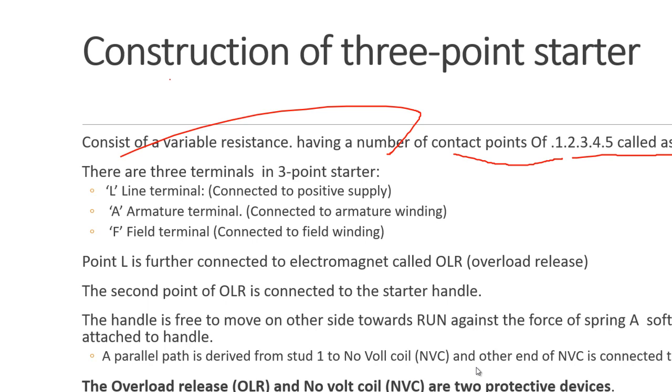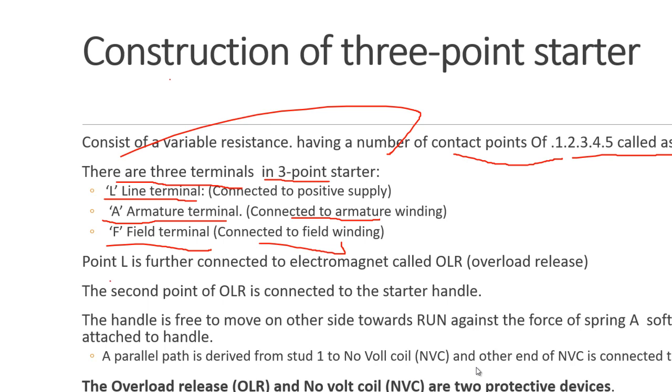which are called studs. There are 3 terminals in the 3-point starter. That is why it is called 3-point. They are L, the line terminal, A, the armature terminal, and F, the field terminal. The L line terminal is connected to the positive supply, the A armature terminal is connected to the armature winding, and the F field terminal is connected to the field winding.